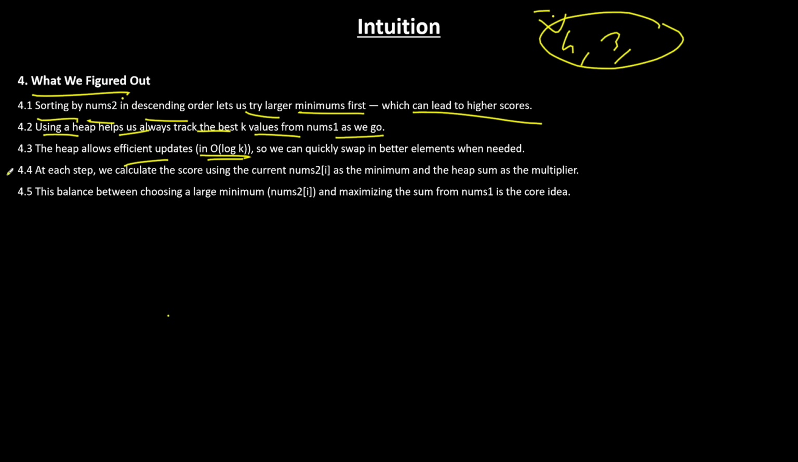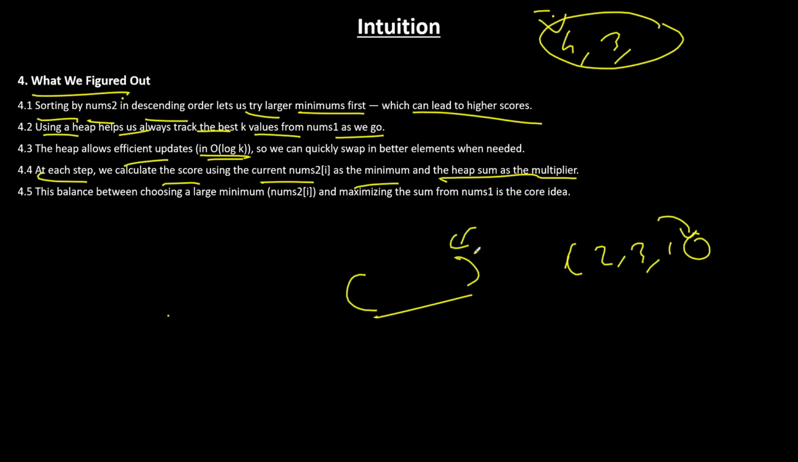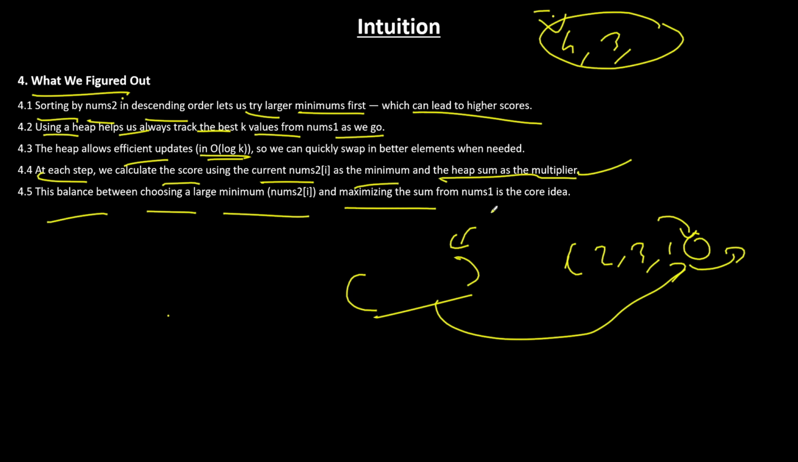And at each step, we calculate the score using the current nums2 value as the minimum and the heap sum as the multiplier. So whatever values are there in the min heap, we take the sum of it. First we consider k values initially, and after that we go ahead, right? So whenever we get a new value, we have the sum with us from the min heap, and we multiply it with this particular new value each time. So this is what is written here. And this balance between choosing a large minimum nums2 and maximizing the sum from nums1 is the core idea.